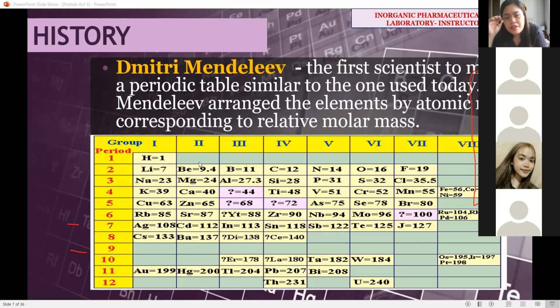And then, another name that contributed in the development of the periodic table was Dmitry Mendeleev. So he was the first scientist to make a periodic table, which is very similar to that we are using nowadays. But how did Dmitry Mendeleev arrange the elements in his table? Actually, he arranged it according to their atomic masses, or that's what we call molar masses, atomic masses, or atomic weight.